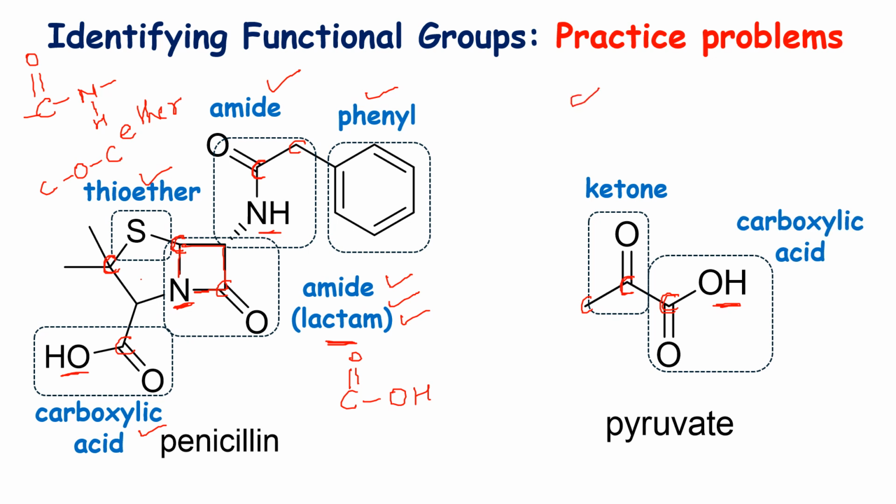Pyruvate is also known as an alpha keto acid, because the carbon next to the carbonyl of the carboxylic group is the alpha carbon, and this alpha carbon has a ketone functional group. So it belongs to the category of alpha keto acids.